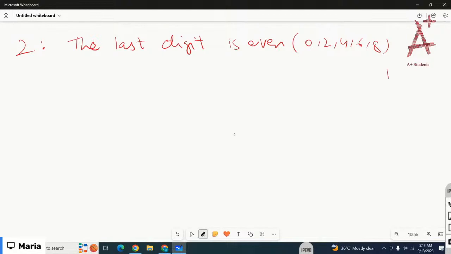Let's do an example. 128. You can see 8 here. Yes, it is divisible by 2. 129: 9 is not even, it's odd. No, it is not divisible by 2. Right? That is the divisibility rule for 2. Let's see the divisibility rule for 3.